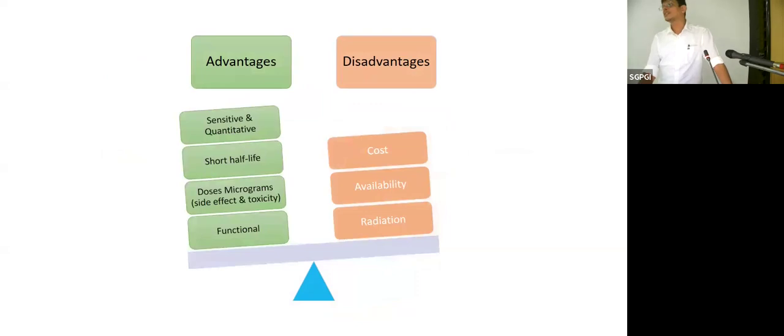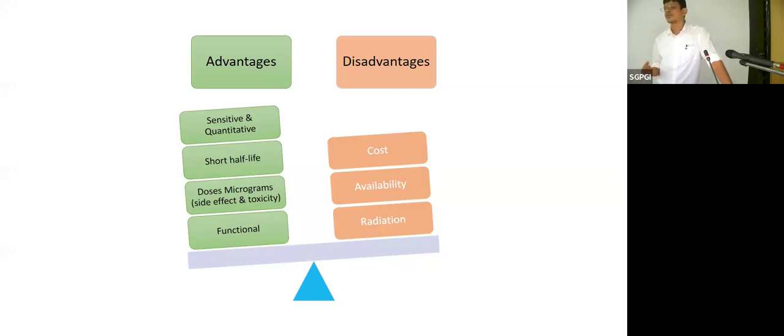It is extremely sensitive and quantitative. You can do follow-up. The isotopes have a very short half-life, short biological as well as effective half-life. So they quickly go outside the body. So the radiation burden is not that much. The doses which are given are in micrograms, so the side effects and toxicity are very less. You can imagine if you have 10 grams of radioactive iodine, you can ablate whole Lucknow.